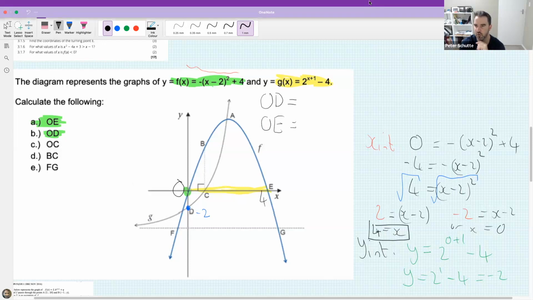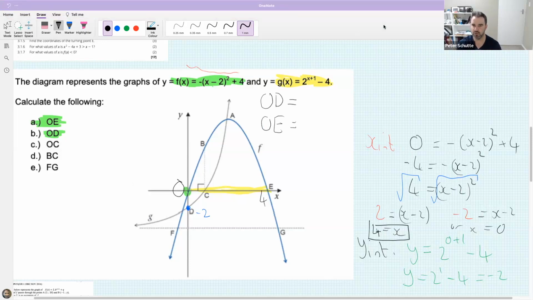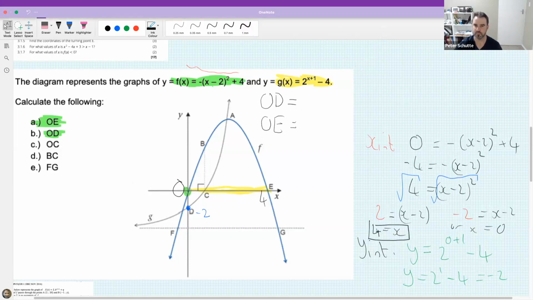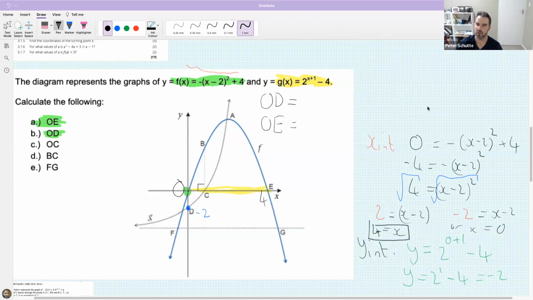This is such a nice question. It really forces you to think. What do we think? So if D is -2, then OD can only be 2 units, because with distance, you don't have a negative. And with OE, it's going to be 4 units.